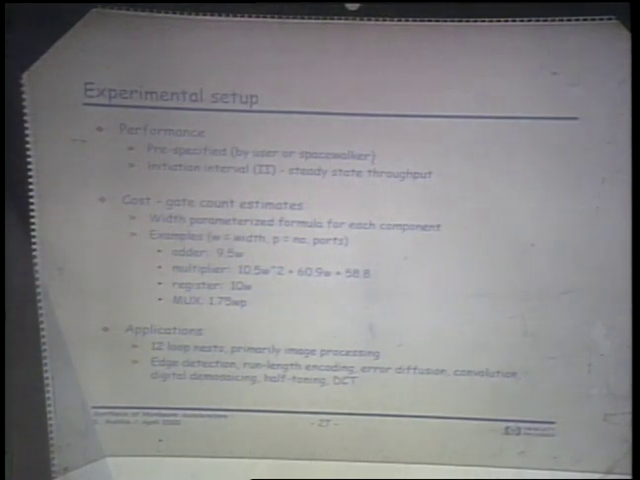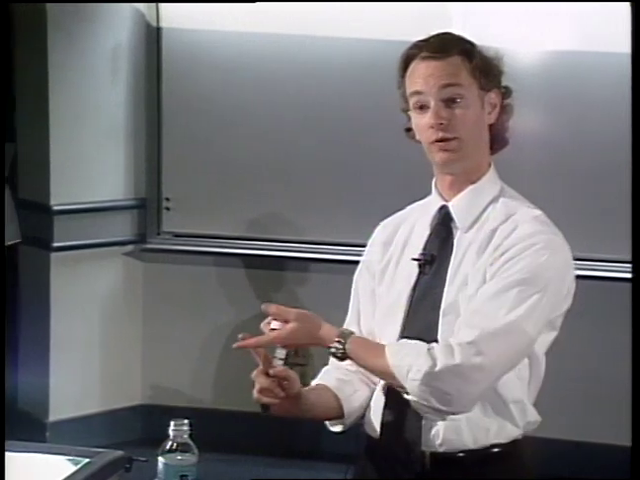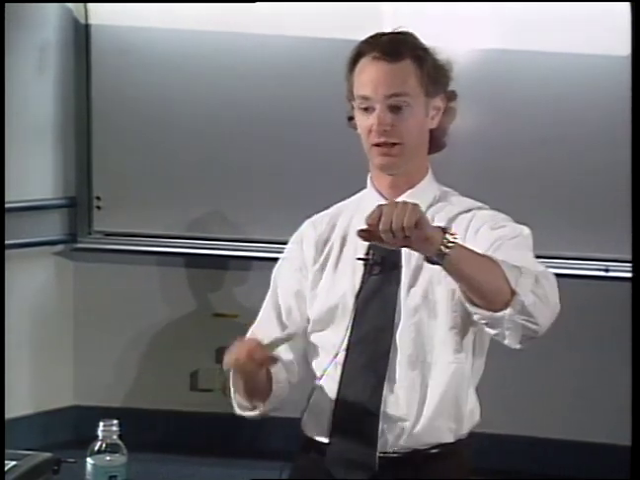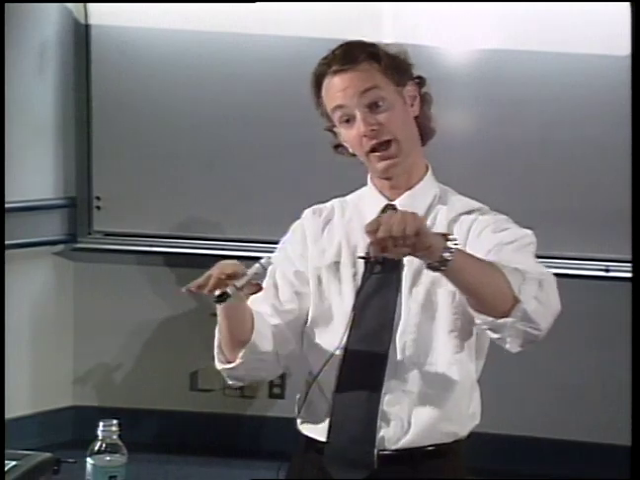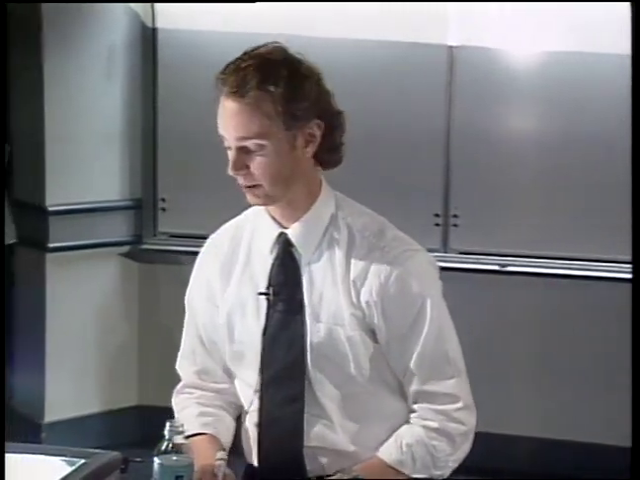And then what we're going to do is measure how big the accelerator is to implement with those requirements. For each component in our design, we have a gate count model, and the gate count is parameterized by width. For example, an adder is 9.5 gates per bit. A register is 10 gates per bit. A multiplier is quadratic. A MUX is parameterized by both its width and number of ports. The way we derived these was we went to the HP ASIC designers and said, what's a good formula for this? You design a 32, a 16, and an 8, you draw a line, and that's how we come up with the formula.